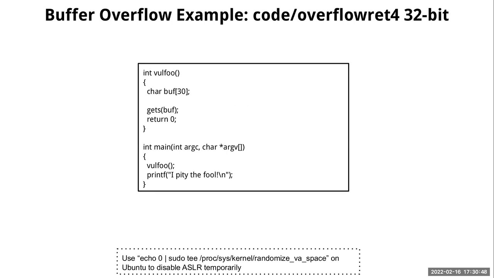So this is a vulnerable function, overflow return four. The C function gets here retrieves from stdin and stores whatever you put there into this buffer. And the buffer here, I made a little bit bigger so it can fit our shellcode. The vulnerability here is the same. Even though the buffer is a little bit larger, it's because the buffer has a limited size. Even at the binary level, it could be a little bit bigger than 30 bytes, but still limited. But you can input a very long string to overwrite everything. That's the same vulnerability.